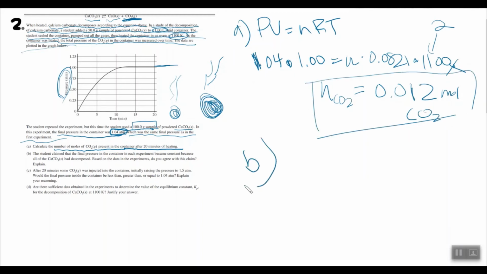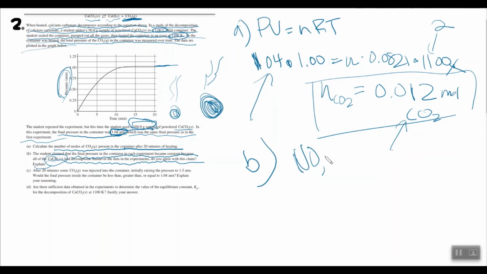That's A. B. The student claimed that the final pressure in the container in each experiment became constant because all of the calcium carbonate had decomposed. Based on the data, do you agree with this claim? No. And you might be wondering, why did I say no? Well, even though the student added more calcium carbonate than before, the amount of gas, or the moles of CO2, stayed the same, since the pressure of CO2 stayed the same. And this would not happen if the CaCO3 all decomposed, because if more stuff decomposes, shouldn't the pressure increase? But it didn't, so obviously not all of it reacted.